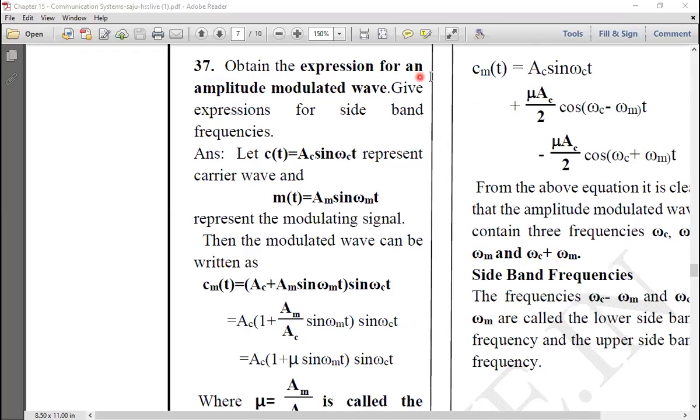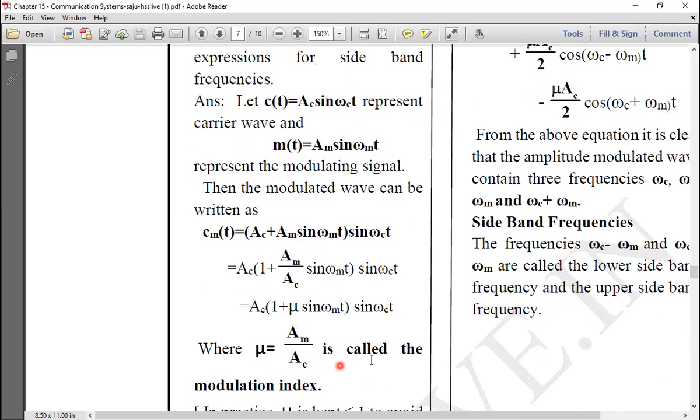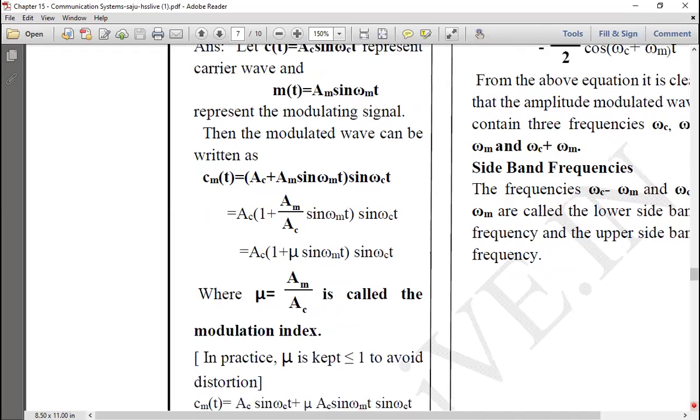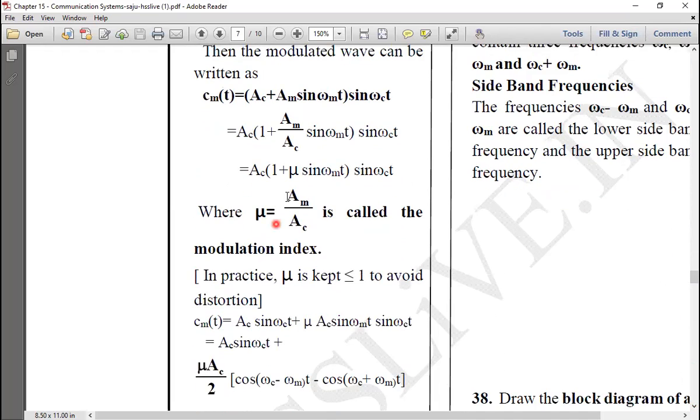Now see, obtain the expression for an amplitude modulated wave. Give expressions for sideband frequencies. Let this frequency or displacement c(t) = Ac sin ωct represent the carrier wave. m(t) = Am sin ωmt represents the modulating signal, and then from the superposition we are just going to add them, and this one, that is μ = Am/Ac, is called the modulation index. This you keep in mind. Next one, in practice, μ is kept less than or equal to 1 to avoid distortion.